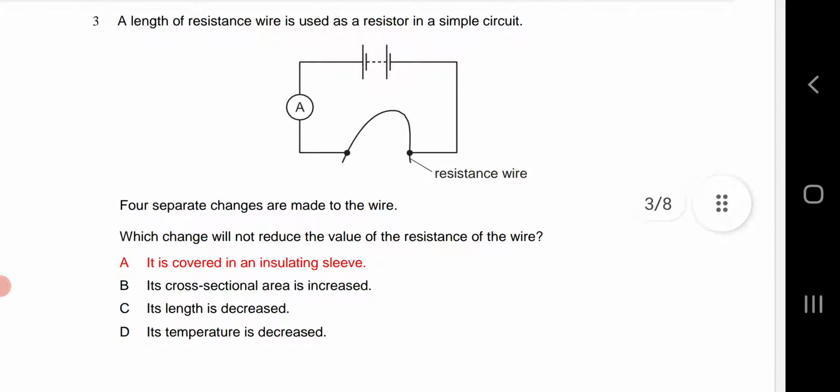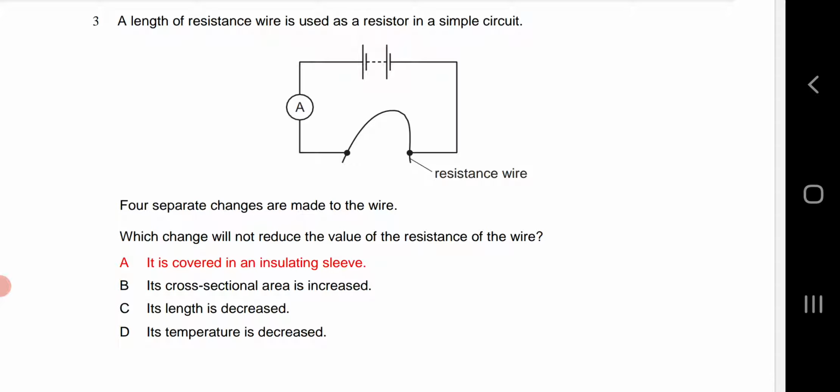Question number 3. A length of resistance wire is used as a resistor in a simple circuit. 4 separate changes are made to the wire. Which change will not reduce the value of the resistance of the wire?